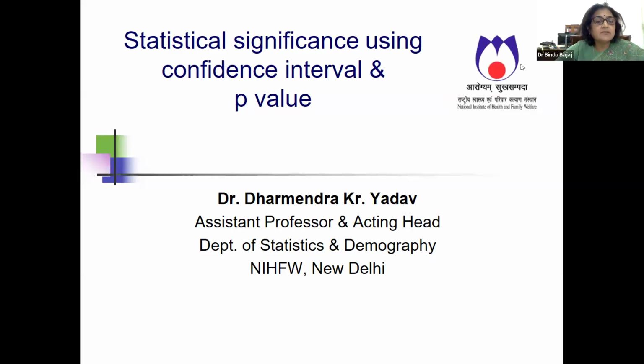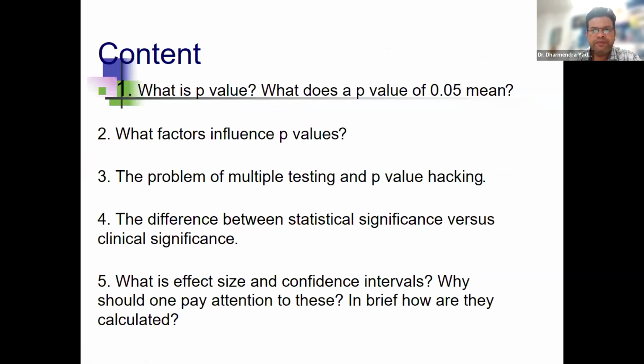Yes, it is visible. Okay, so the topic that was assigned to me was how you will measure the statistical significance using the confidence interval and p-value, because these are two important aspects for inference purpose, that is confidence interval and p-value. So these were some basic content that I will cover in this particular session, which was assigned to me.